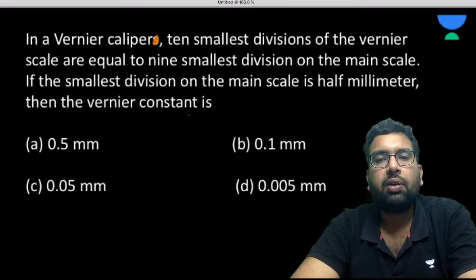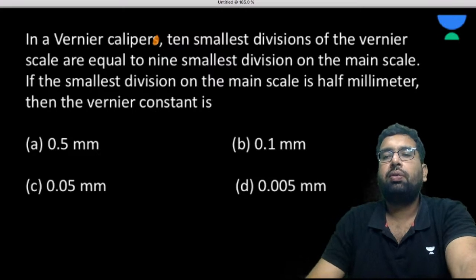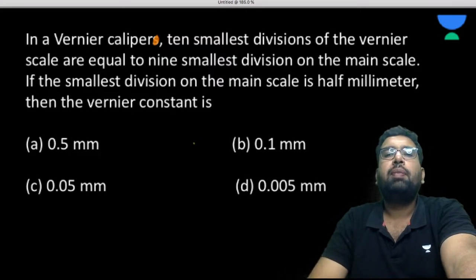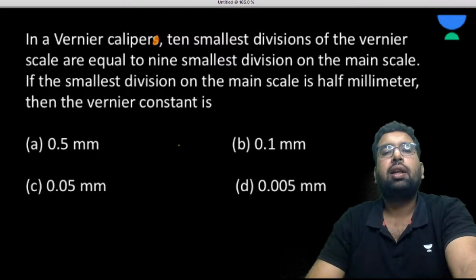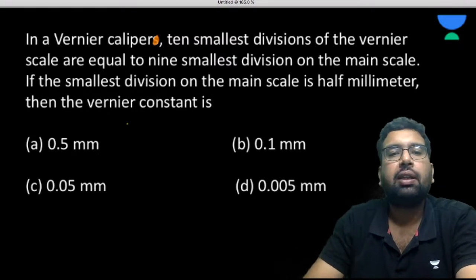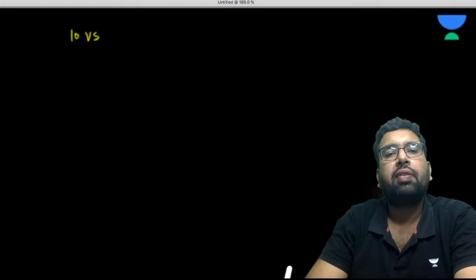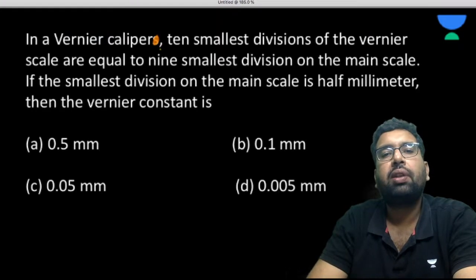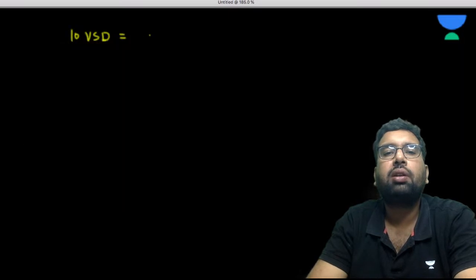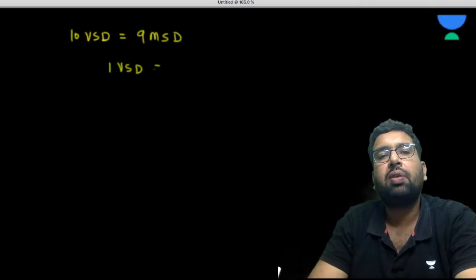So if the smallest division on the main scale is half millimeter, then the vernier constant is. Now see what is the information here with us. In a vernier caliper, 10 smallest divisions of the vernier scale, that means 10 vernier scale divisions, is equal to 9 smallest scale divisions. So it is equal to 9 MSD. So 1 vernier scale division is equal to obviously 9 by 10 MSD.